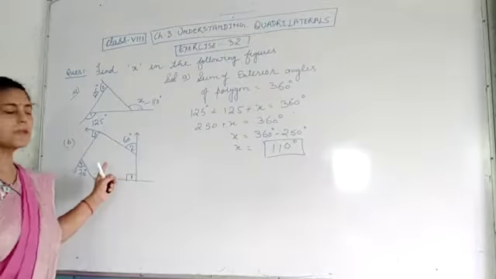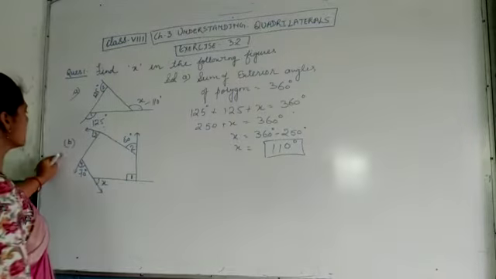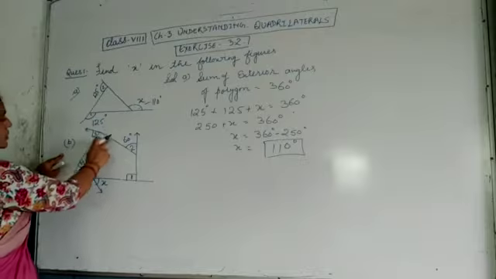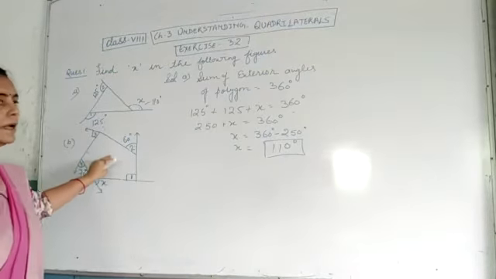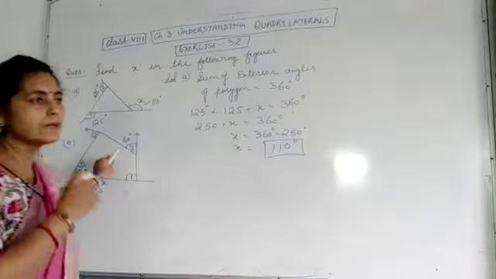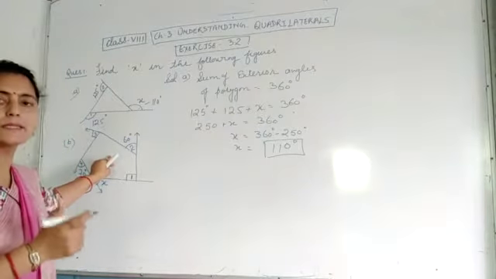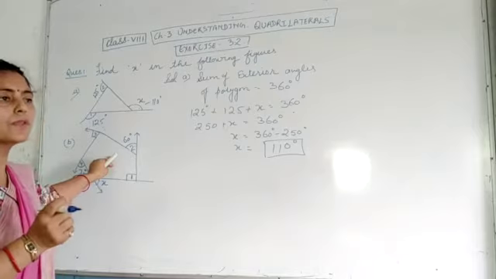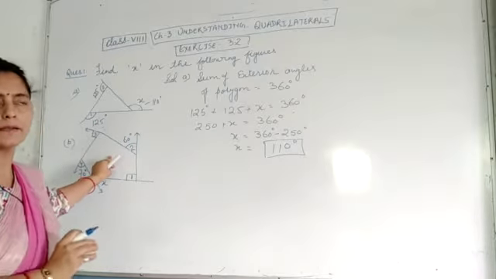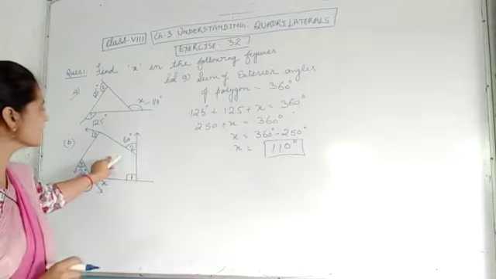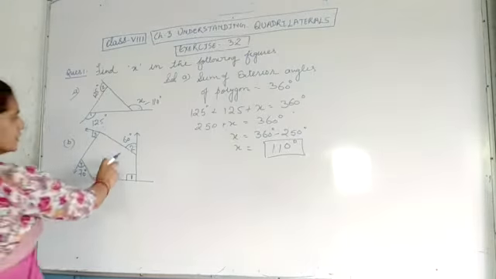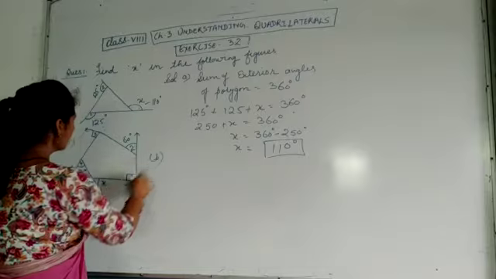Now come to B part of this question. B part, it is again 1, 2, 3, 4, 5. It is a pentagon. So the angle sum of any figure is related to its sides, meaning the sum of interior angles is different in every polygon, but the exterior sum is always 360.